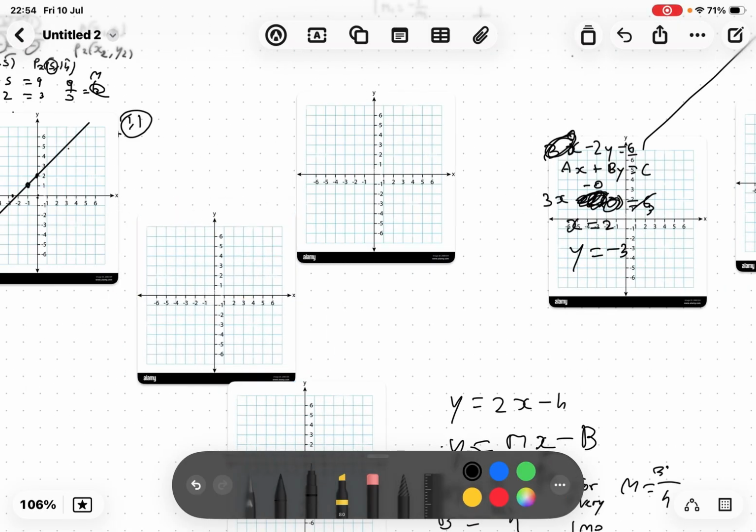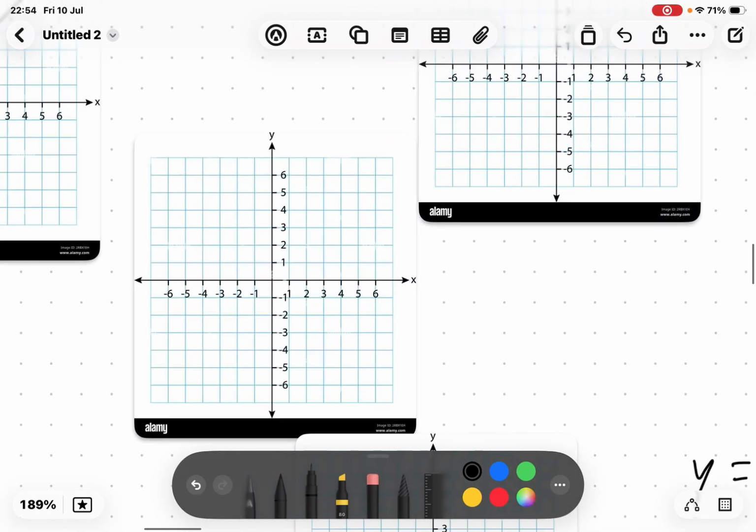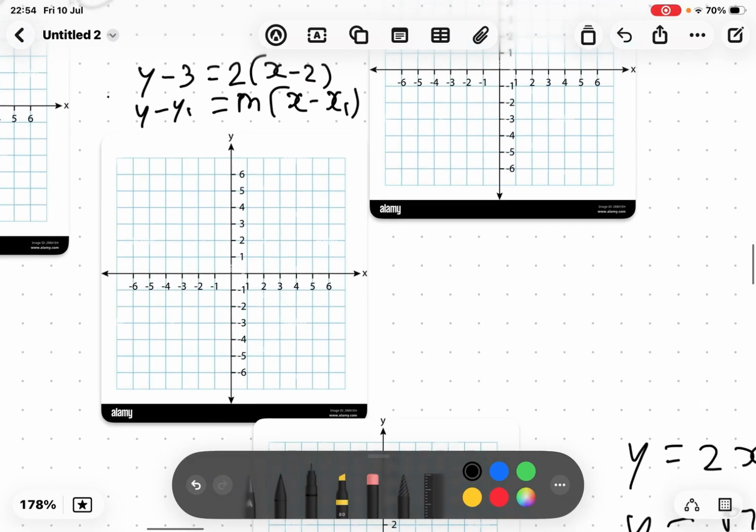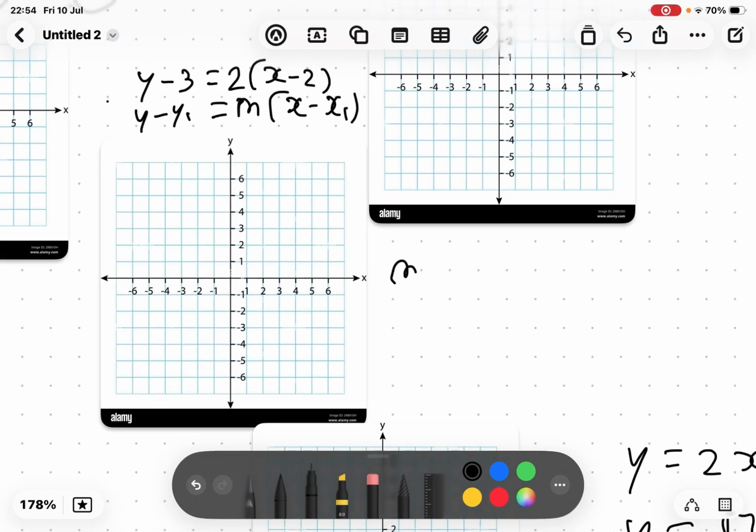Okay, and then let's say we have something like this. That is the x minus blah blah form. So we know that m is 2. We don't times it.